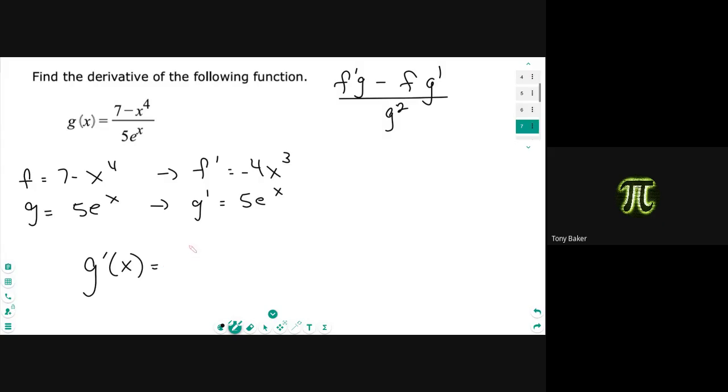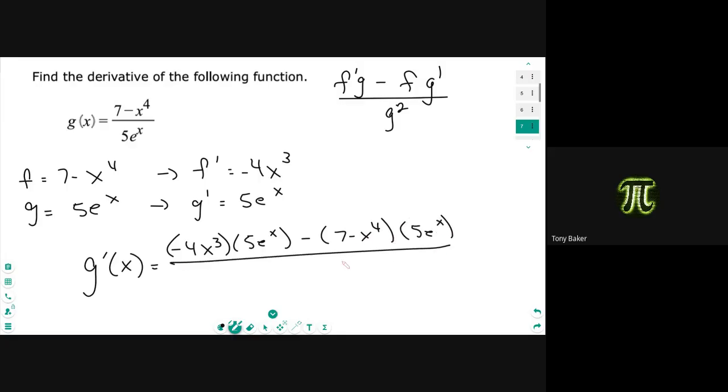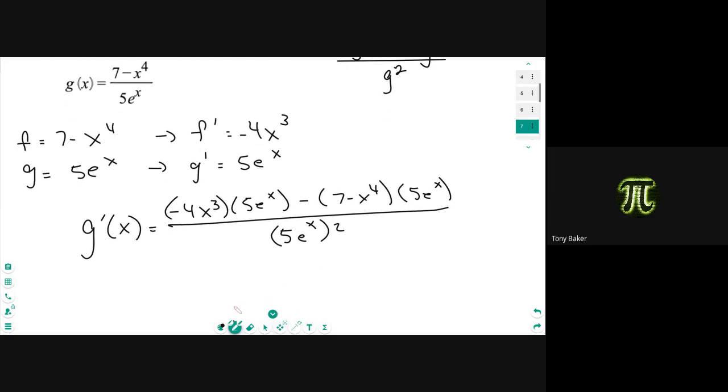So we've got negative 4x to the third times 5e to the x, minus 7 minus x to the fourth times 5e to the x, over 5e to the x squared. Now this one's one where simplifying actually does make it a lot simpler to look at, because I have a 5e to the x in all of them. So I can actually cancel those out.